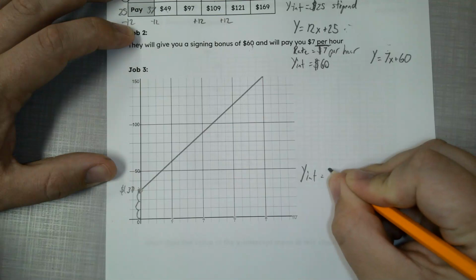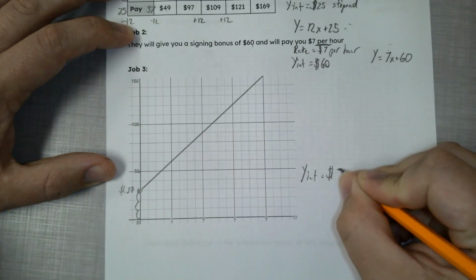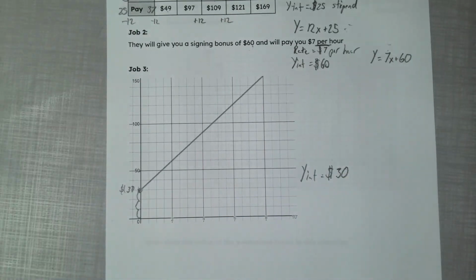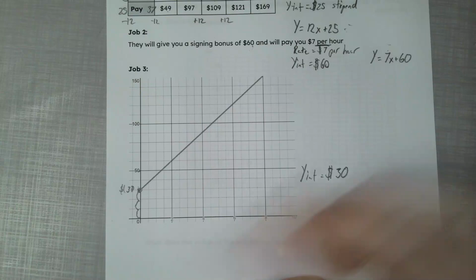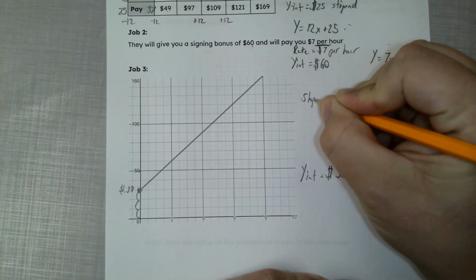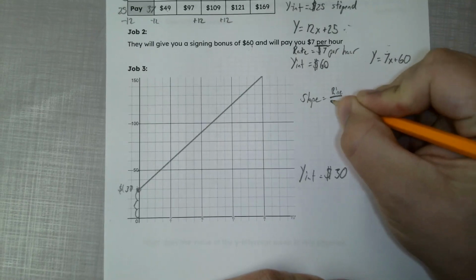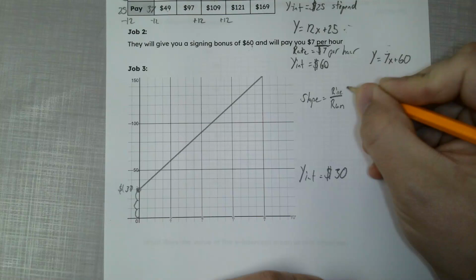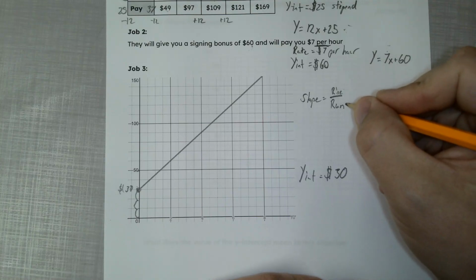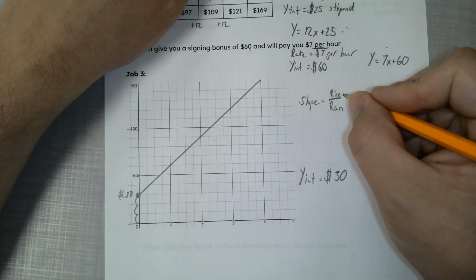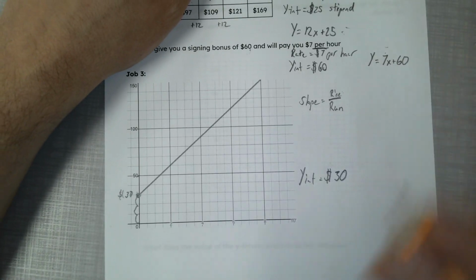Y-intercept is $30. Looks like we get a nice stipend in the beginning. Rate. What is rate in a graph? Well, rate is our slope, right? And for slope, we find rise over run, or the change in y divided by the change in x. In this case, it would be the change in pay divided by the number of hours.